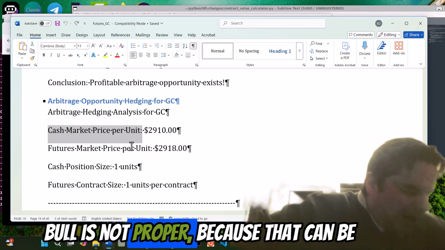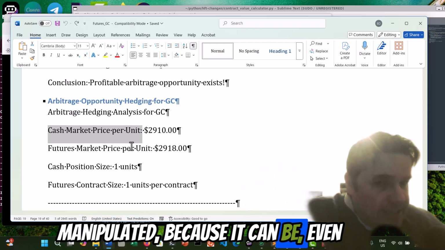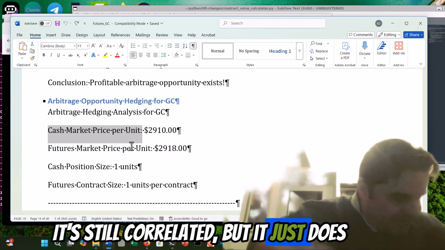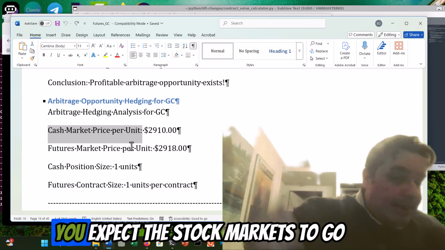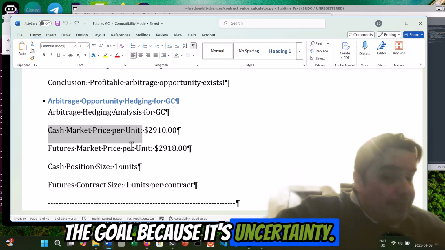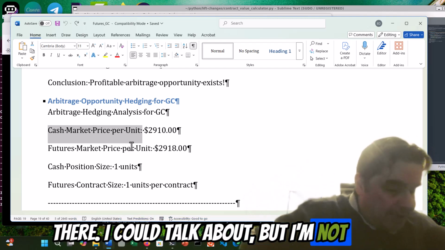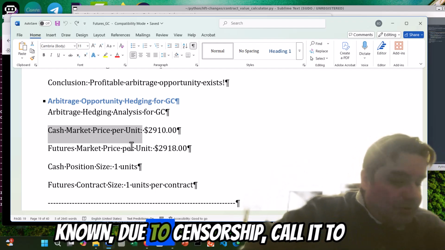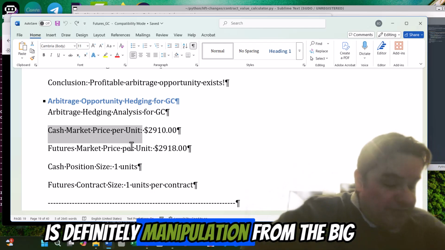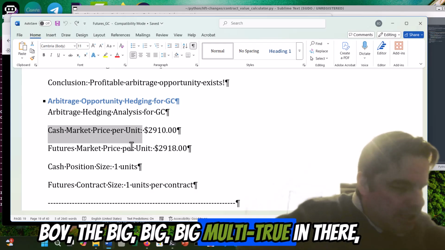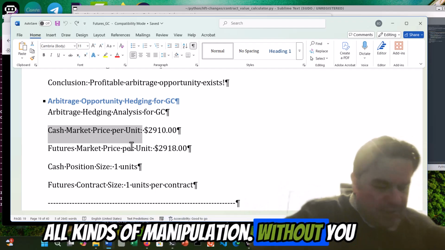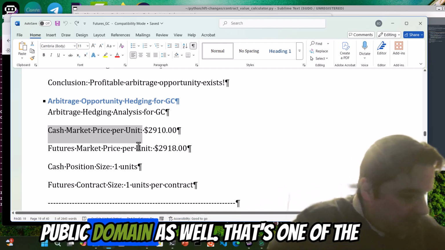Gold is not proper because that can be manipulated, even though it's technically, quote unquote, uncorrelated. It's still correlated, but it just does the flip side of what you expect. So if you expect the stock markets to go down, people pile into gold because of uncertainty. There's manipulation that goes on there that I could talk about, but I'm not going to make it publicly known, due to, call it censorship, call it whatever you want. But there is definitely manipulation from the big multi-trillion-dollar operations like BlackRock and Vanguard. They're the ones that can do all kinds of manipulation without you knowing it, and you'll never see that in the public domain.